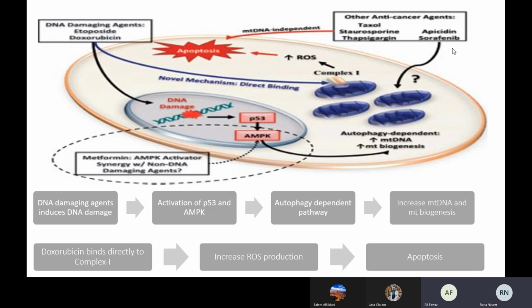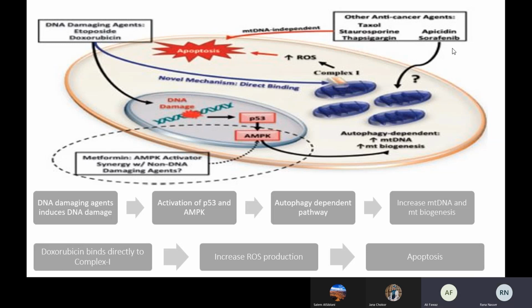And another novel mechanism held by doxorubicin is characterized by the binding of doxorubicin to complex 1, which is a mitochondrial membrane protein, leading to a conformational change in this complex, which leads to the high secretion of reactive oxygen species and which leads to apoptosis. And it's worth mentioning here that all of these agents induce apoptosis after mitochondrial biogenesis and elevation of ROS through a caspase-dependent manner and cytochrome C.